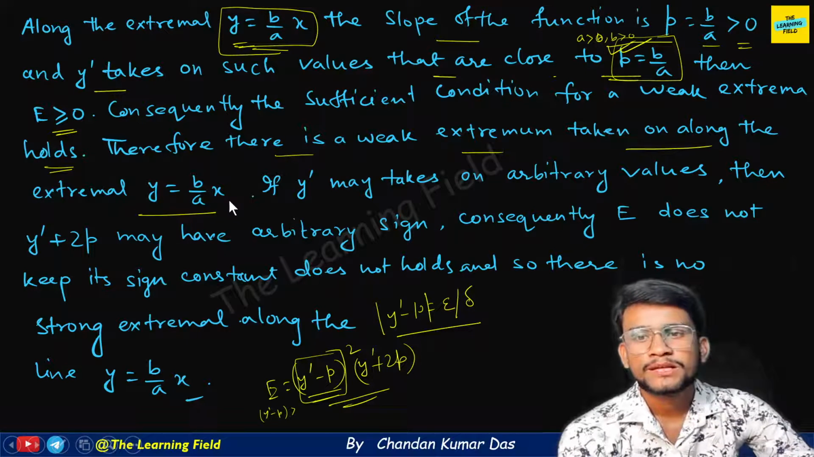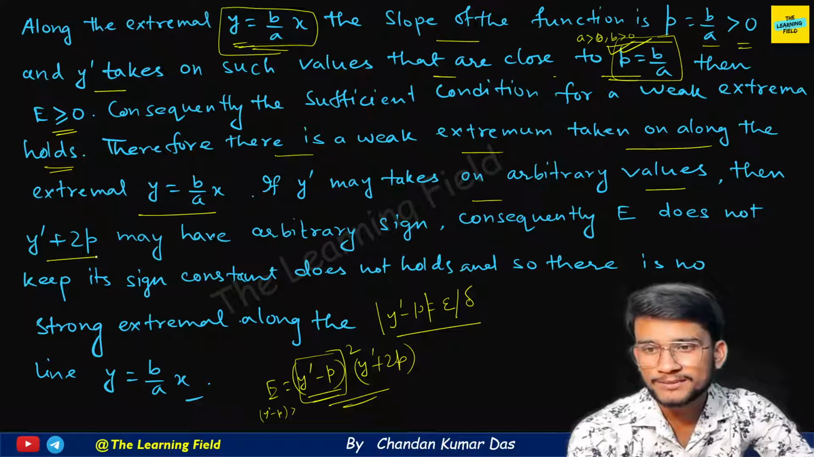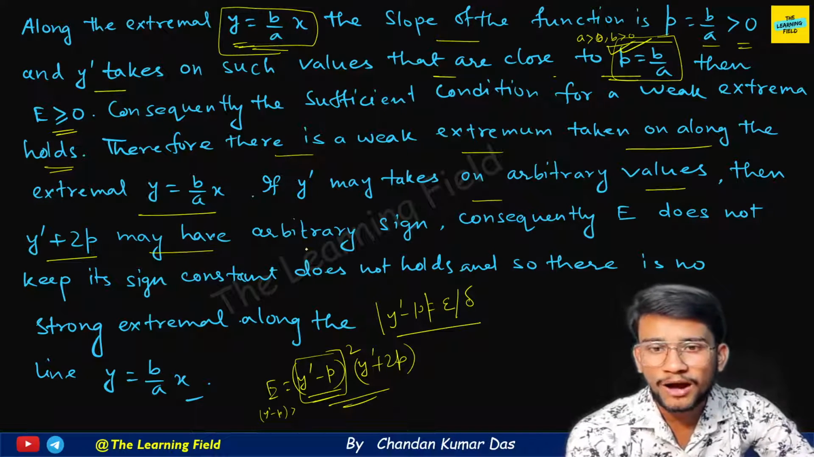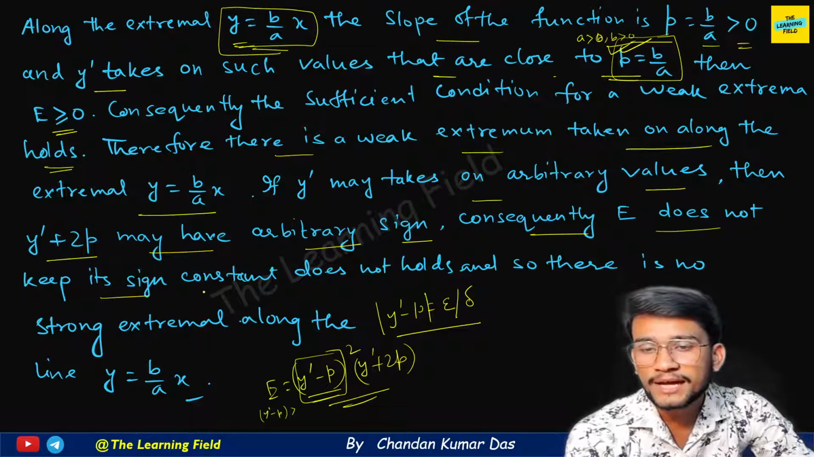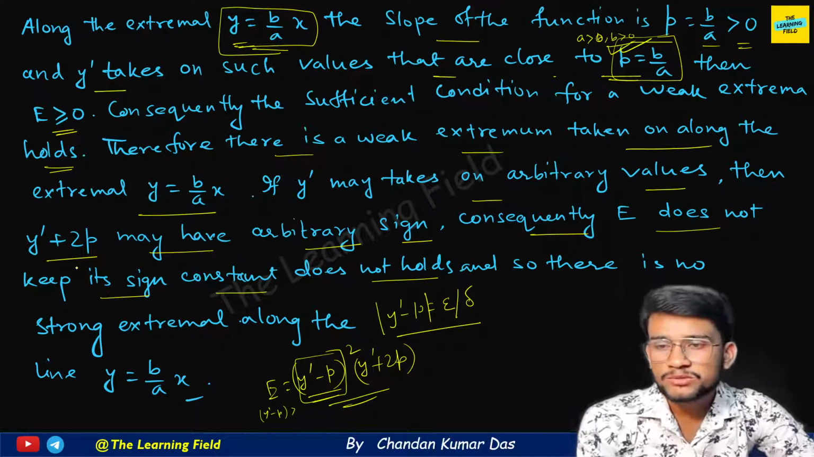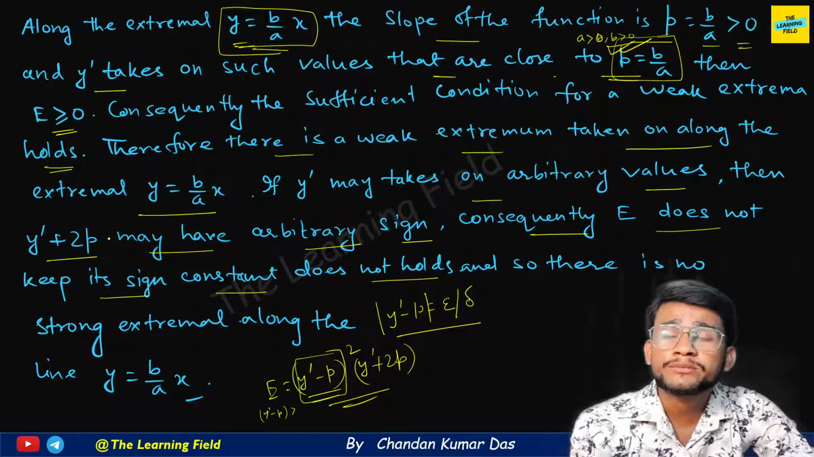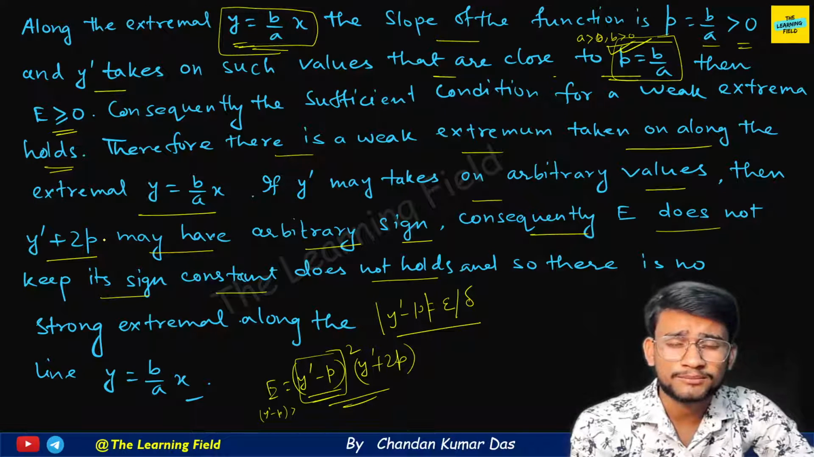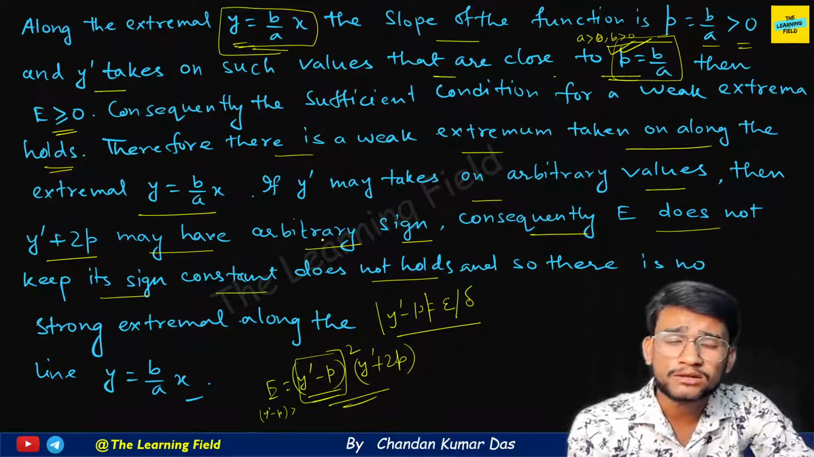Okay, if y dash may take arbitrary values, then y dash plus 2p may have arbitrary sign. Consequently e does not keep its sign constant, does not hold. Okay, so that means what? Suppose y dash takes any arbitrary values, a bigger plus value or bigger minus value, then e does not keep its sign constant.